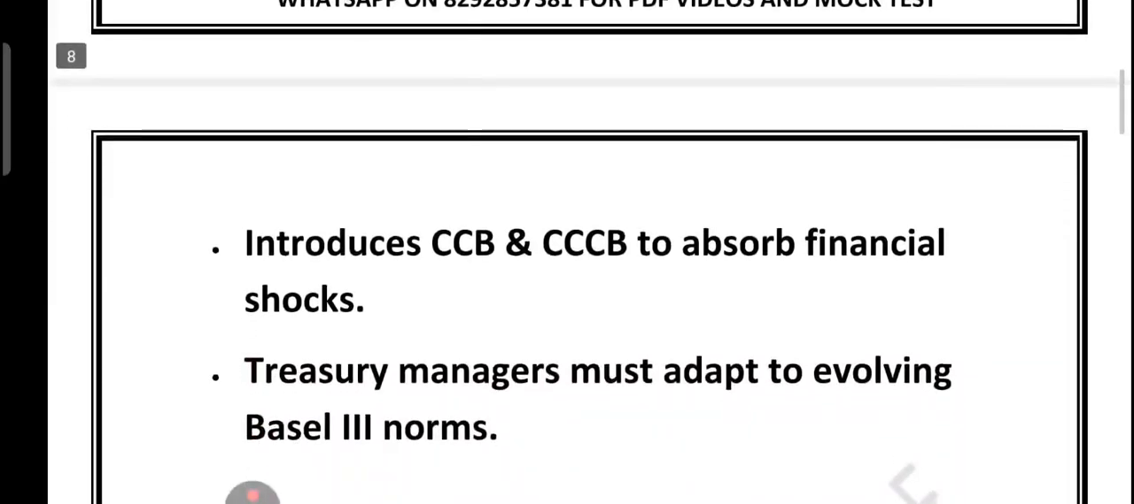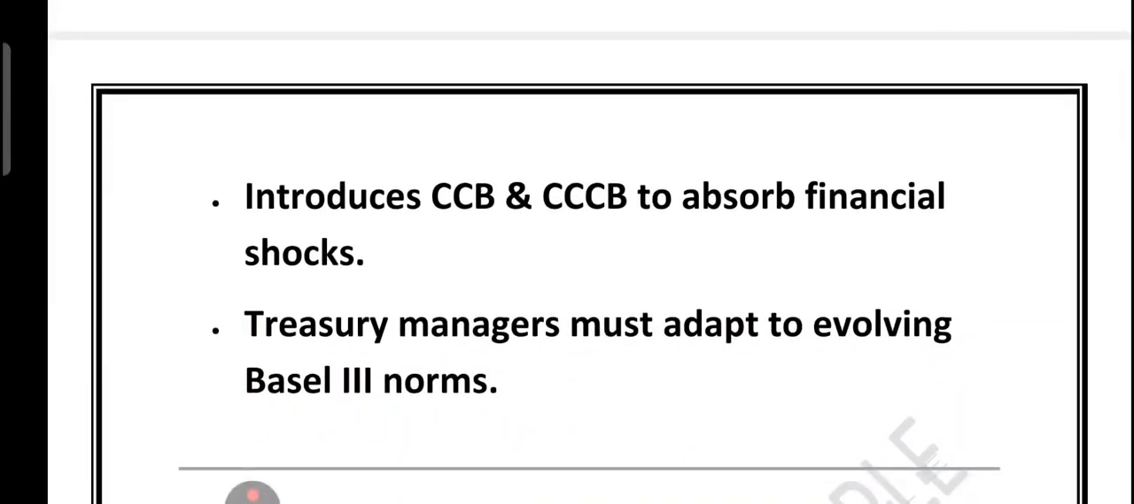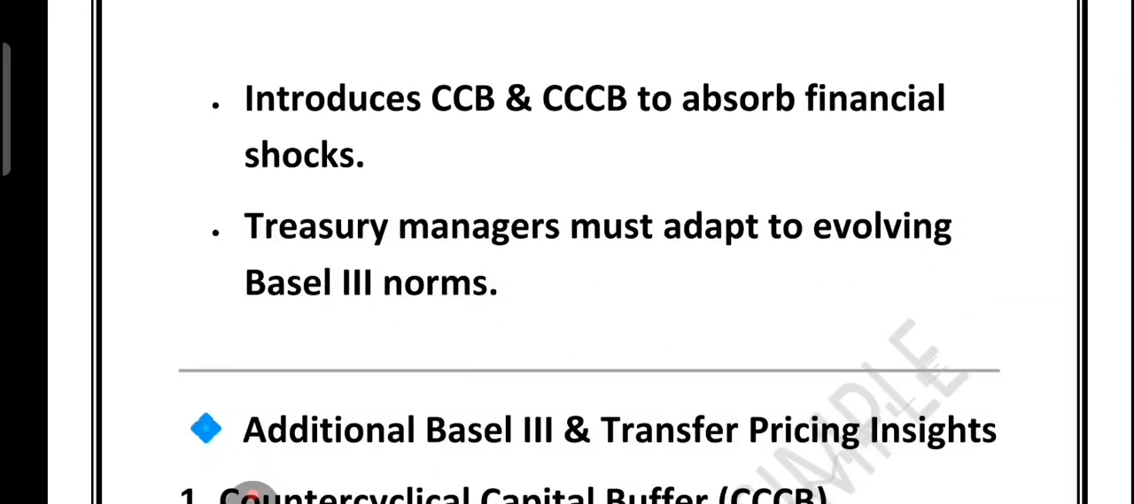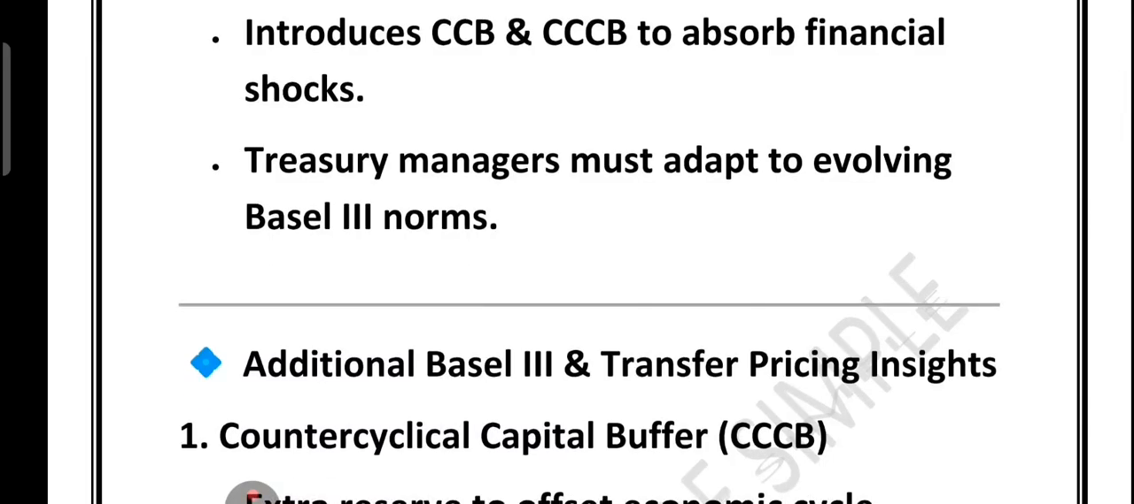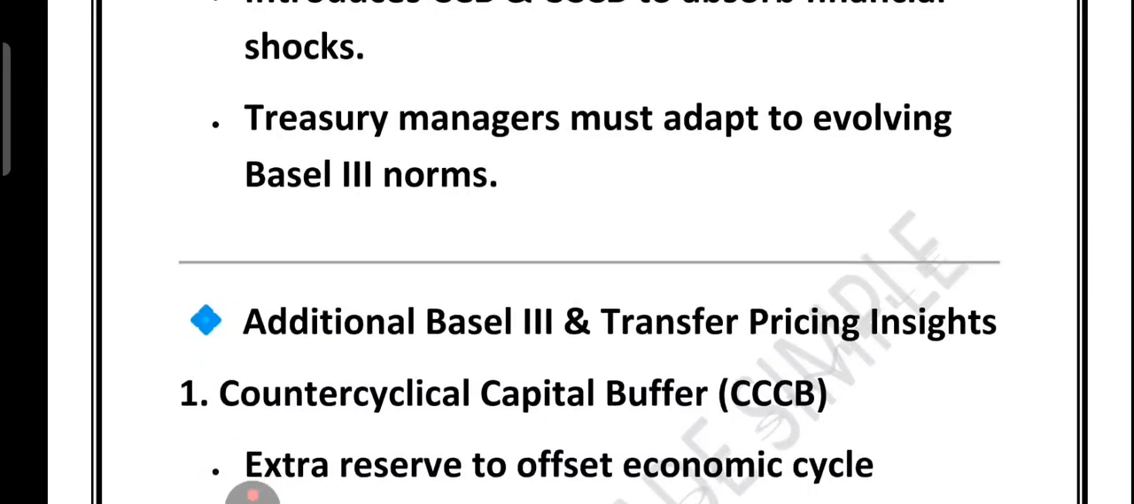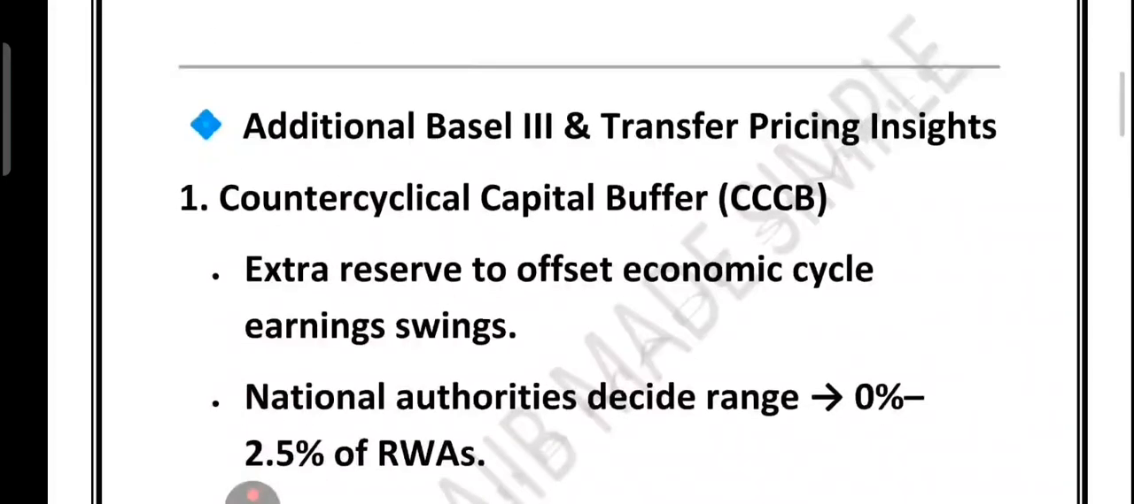Then Basel III also introduced two important buffers, that is CCB, capital conservation buffer, and CCyB, countercyclical capital buffer. These help banks absorb unexpected losses and maintain stability during tough times. Now for treasury managers, this means that they must align their fund management practice with the evolving Basel III requirements to ensure full compliance.